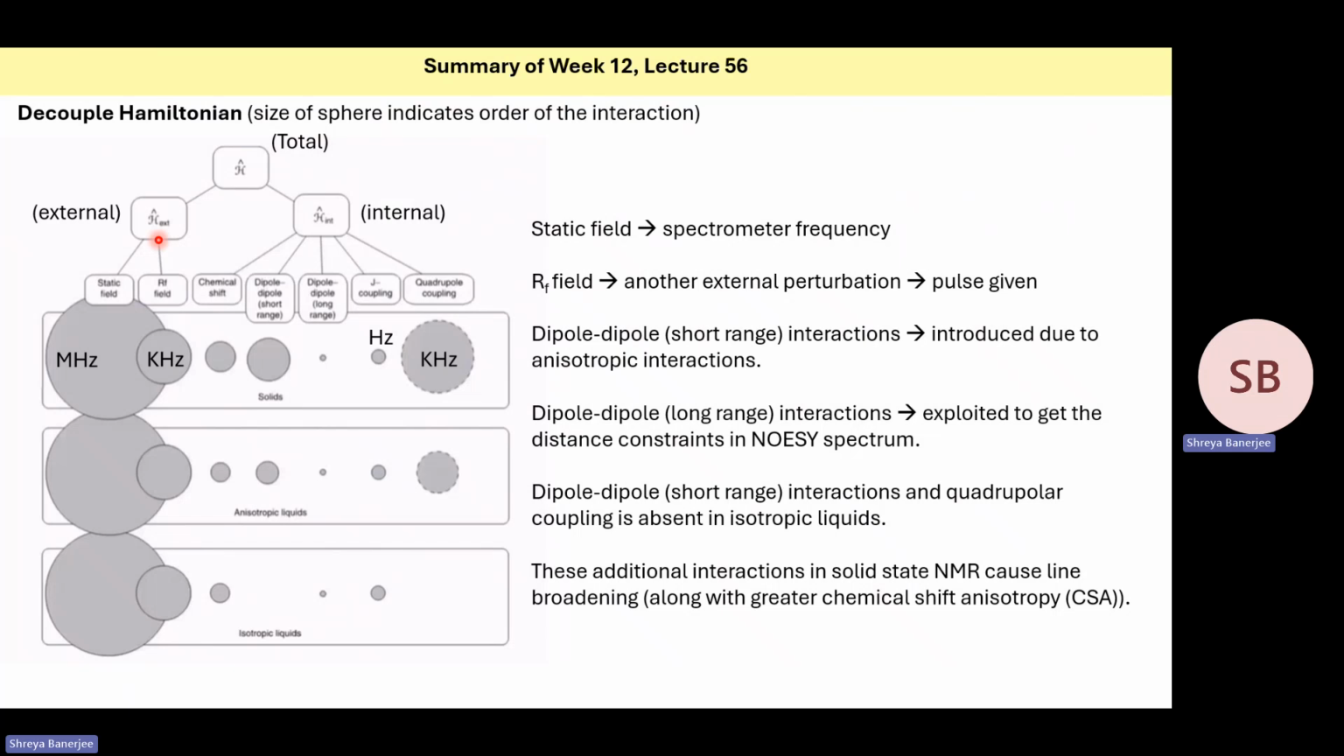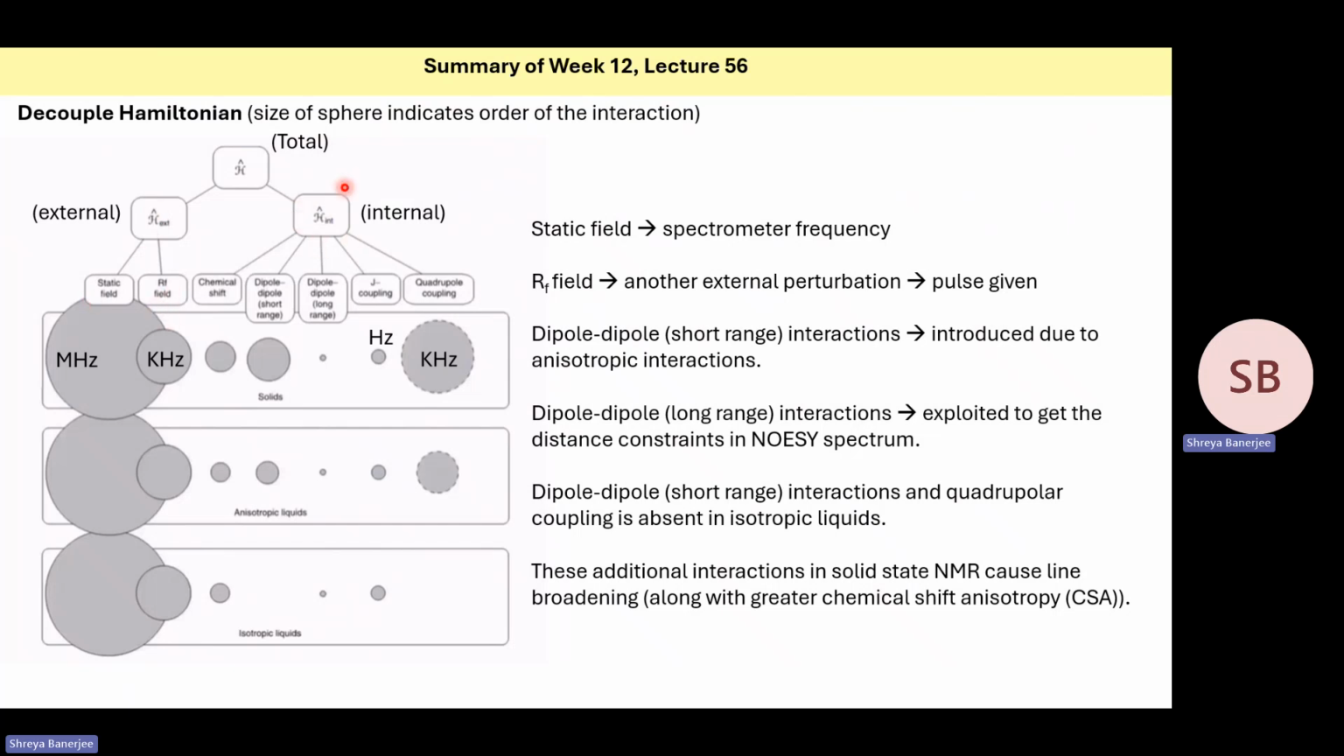Then you have the RF field. RF field basically is the pulse that is given to the spins. If you remember the different pulse sequences we studied, we can have 90-degree pulse, 180-degree pulse, and so on. So RF field is another external perturbation that is giving energy to the spins. So these are the two external sources of perturbation.